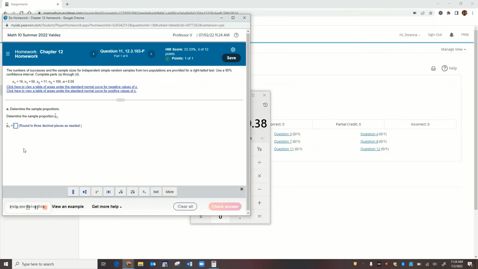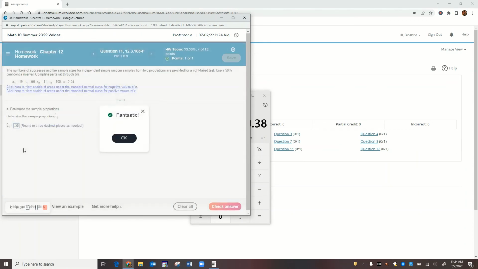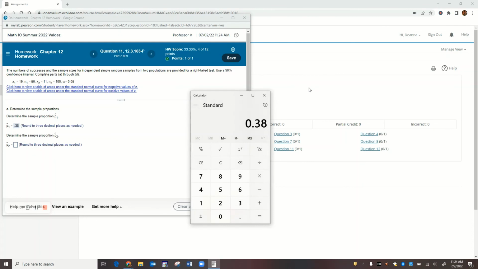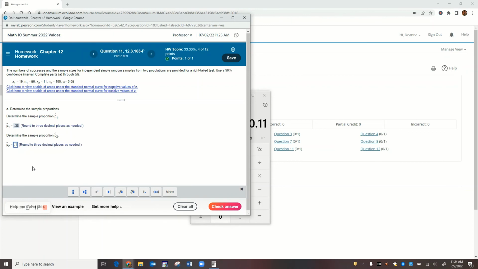I just doubled 19 and doubled 50, and 19 out of 50 is the same as 38 out of 100, which is easier to think of, right? And convert to a decimal in your head. Okay. Next one, p2 hat, that's going to be 11 divided by 100. Do you know how to do this one in your head? I hope so. 0.11, right? We didn't even need the calculator. Okay, good.